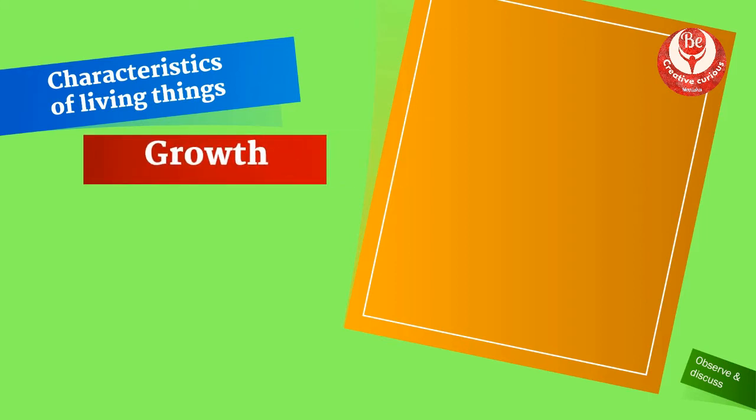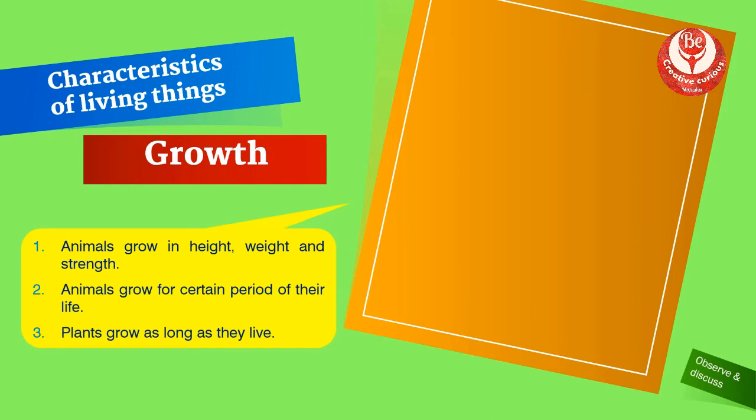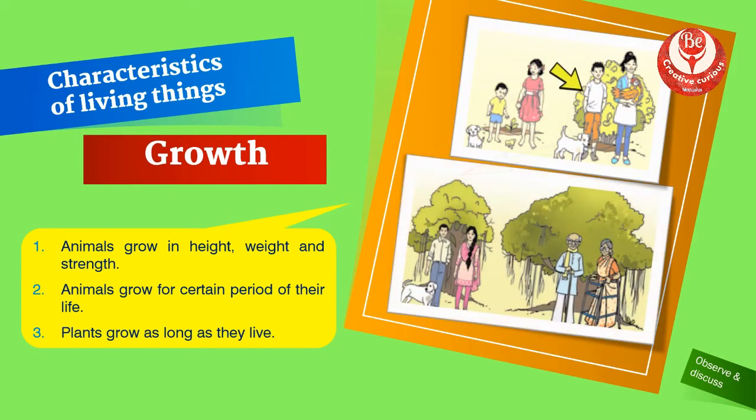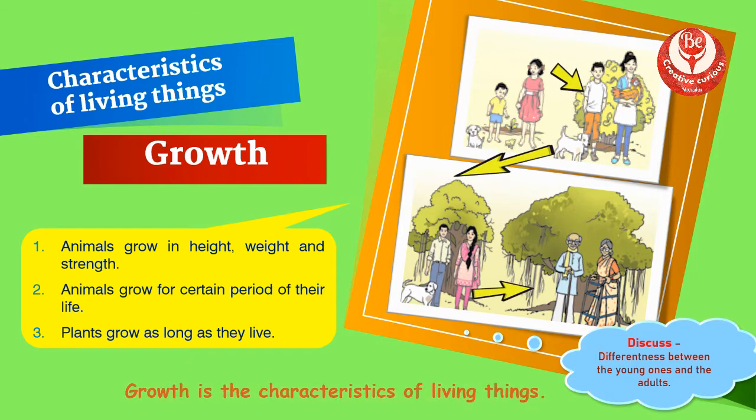Characteristics of living things. Growth. Animals grow in height, weight and strength. Animals grow for a certain period of their life. Plants grow as long as they live. Look at the picture and discuss differences between the young ones and the adults. Growth is the characteristic of living things.